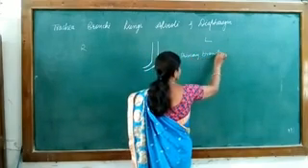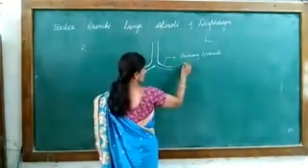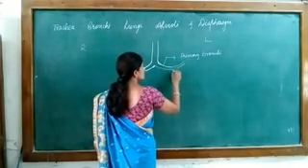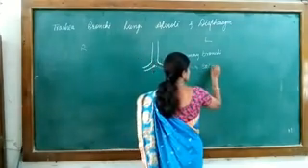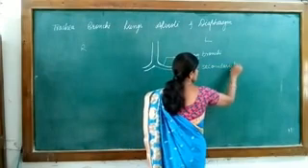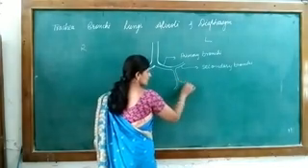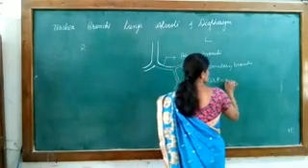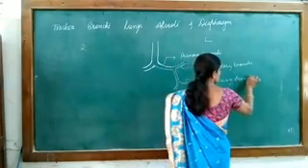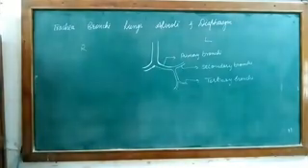Primary bronchi. These primary bronchi will be divided into secondary bronchi. Those will be divided further, and these secondary bronchi will be divided into the tertiary bronchi. Primary bronchi, secondary bronchi, and tertiary bronchi. In this way, these bronchi are divided.